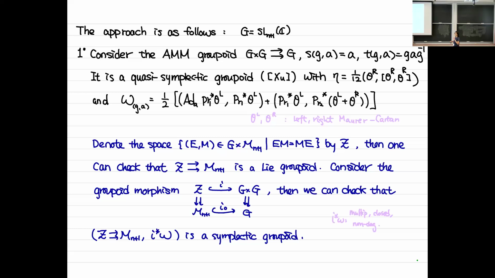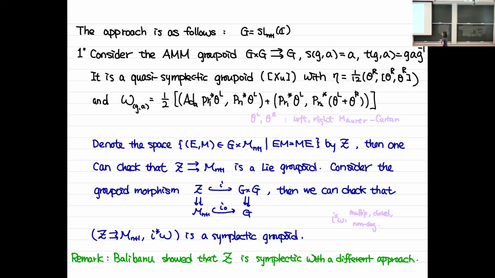And the power of the groupoid comes in when you have to check this. If you want to check it on the whole space, it's really difficult. But when you only have to check it on the unit, that made it possible, because you have a very nice decomposition of the tangent space on the unit. So you were able to do that on the unit. Oh, yeah, Balibama also showed that the universal centralizer is symplectic with a different approach.